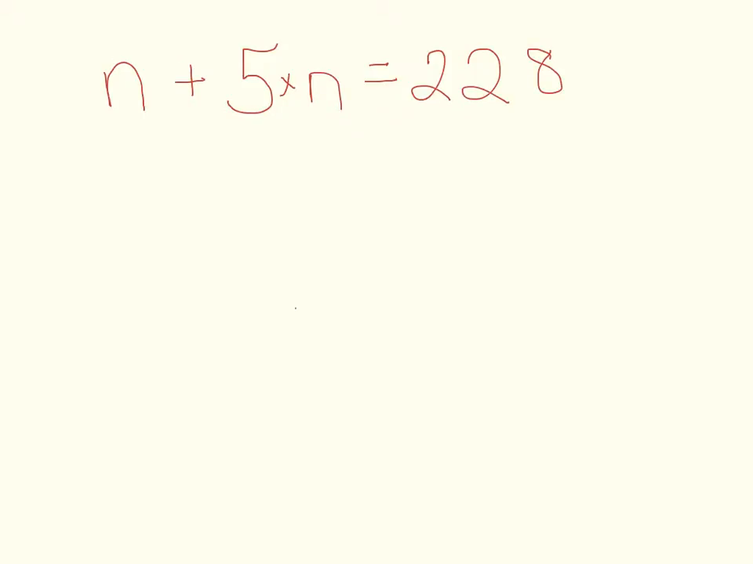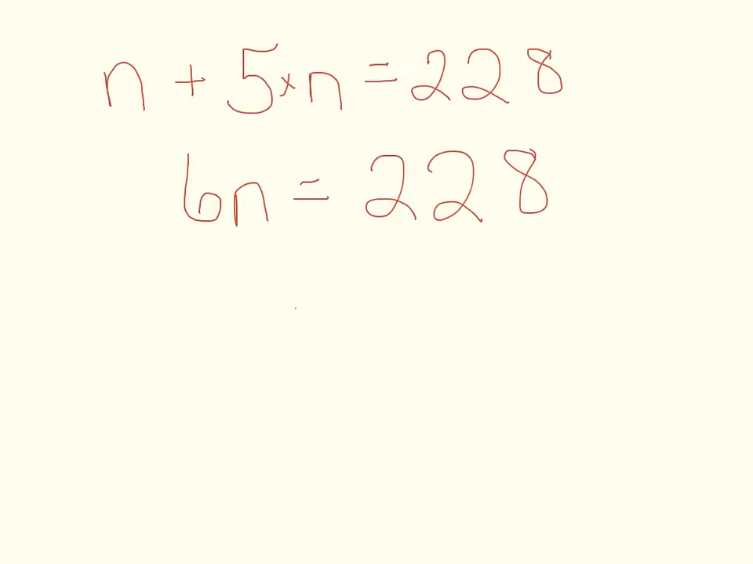Now that I have my equation, I need to solve for my variable n. The first step to do this is to combine my like terms. So here I have 1n plus 5n. So together I have 6 n's, which equals 228.